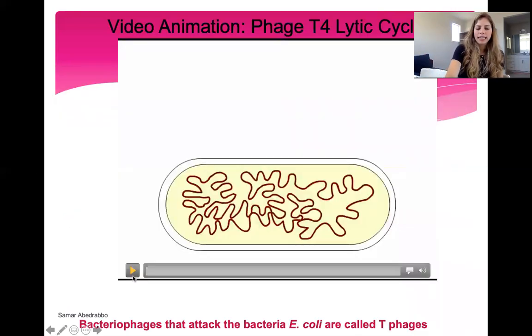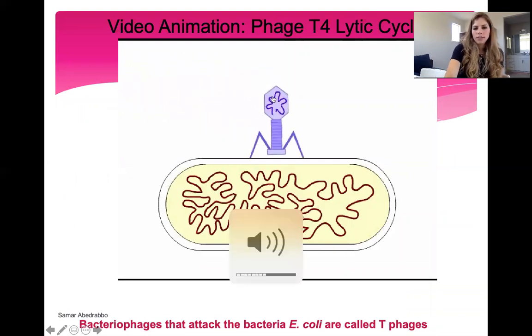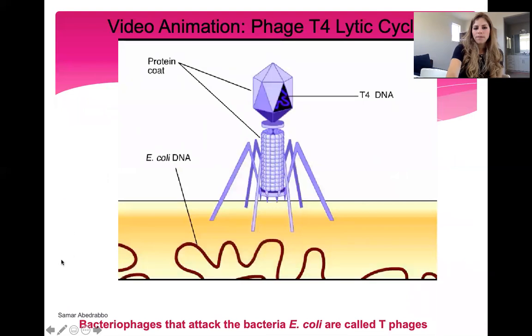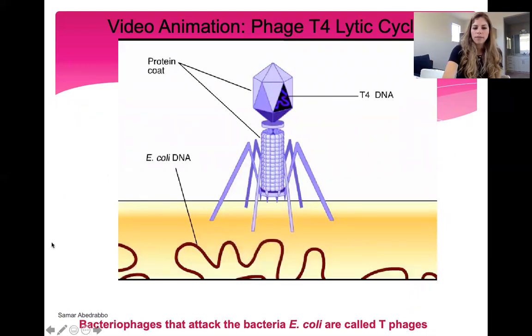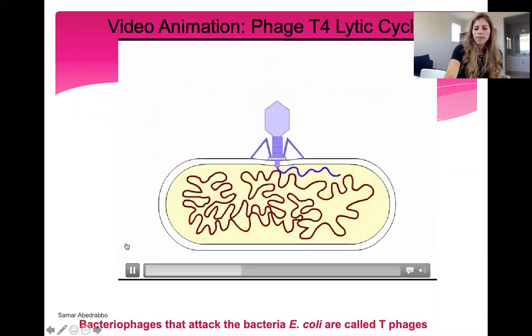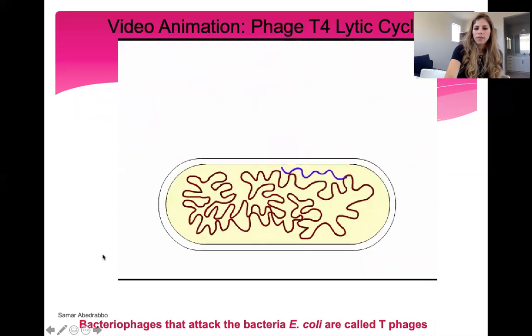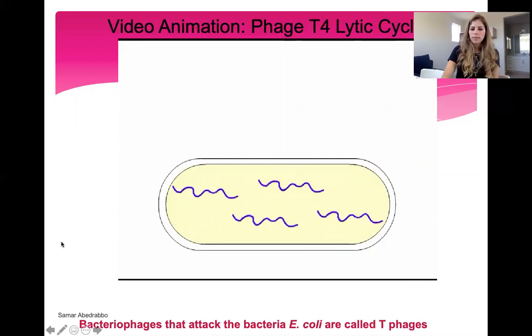Here's a good video that explains the cycles of these. Viruses that infect bacteria. This is a T4 phage, which consists of DNA inside a protein coat. The lytic cycle begins when the tail fibers of the phage stick to receptor sites on the surface of a host bacterium, such as E. coli. The phage injects its DNA into the host cell, leaving the empty protein coat outside. The DNA of the host cell is destroyed, and host cell enzymes and nucleotides are commandeered to replicate the phage DNA, making more phage DNA.